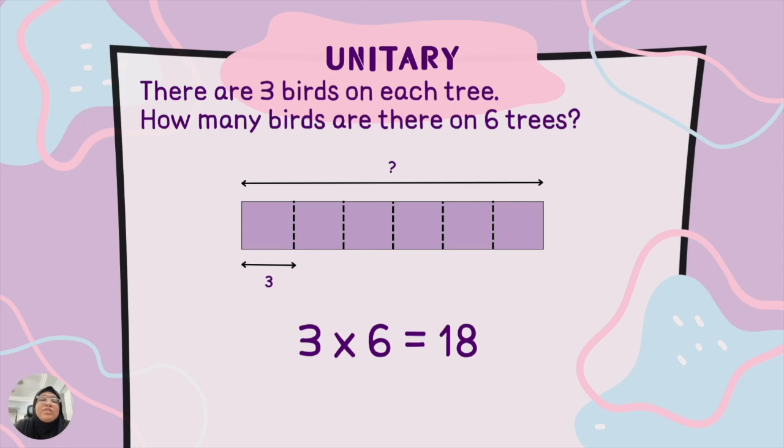Okay, so for example, there are 3 birds on each tree. How many birds are there on 6 trees? Okay, so you will have to draw 6 equal parts, and then in each part, you have to label them 3. Okay, so since they're asking for how many birds are there all together, the question mark will be from one end to the other end. So the kids should be able to apply 3 times 6 equals 18, or 3 plus 3 plus 3 plus 3 plus 3 plus 3, 6 times. Okay, so either way, the answer will be correct.